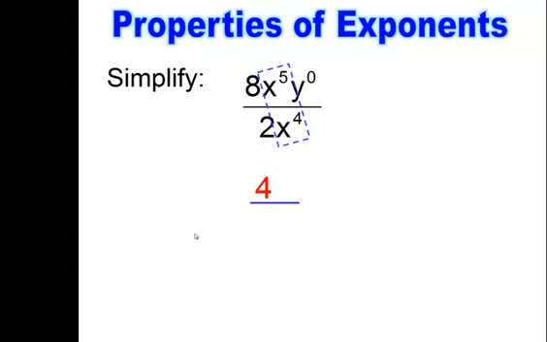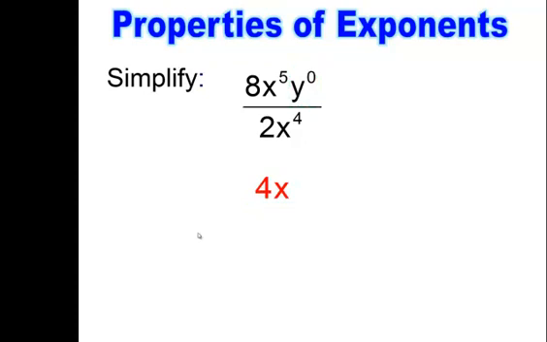Well, when the higher exponent's on top, you're going to subtract, and it's going to stay on top, and you end up with x to the 1 power, and you can't leave that 1 power, so it's just simply x. Now, what happens to that y to the 0 power? Well, whenever you have something to the 0 power, we know that that equals 1, and the whole thing is being multiplied because it's all attached. So anything times 1 is simply itself. So we're going to end up simply having 4x as my answer.